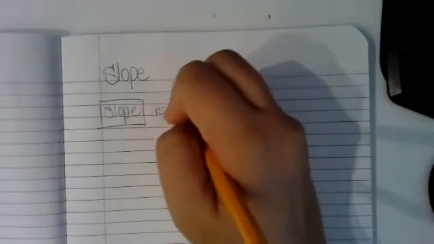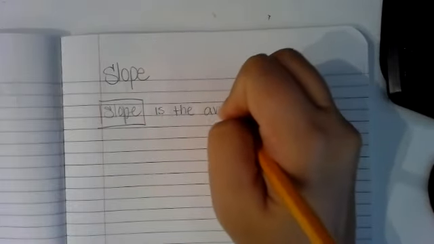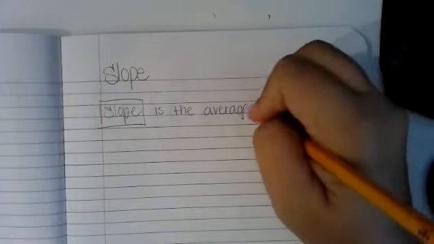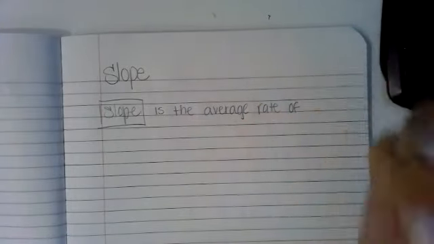Okay, so yesterday we did the activity where we learned about steepness, and we tried to define and discover what steepness looks like and means on a graph. So when we talk about steepness on a graph, what we're really talking about is slope. So it's important that we know the definition of slope. Slope is the average rate of change.